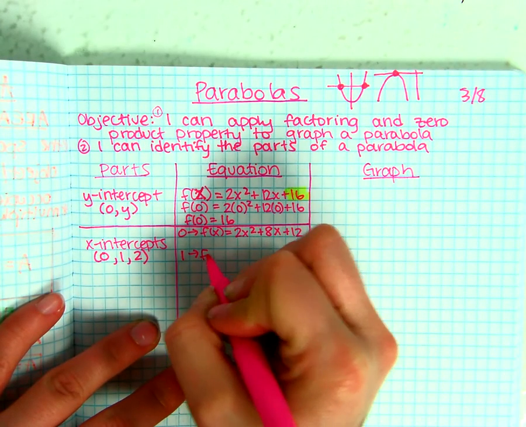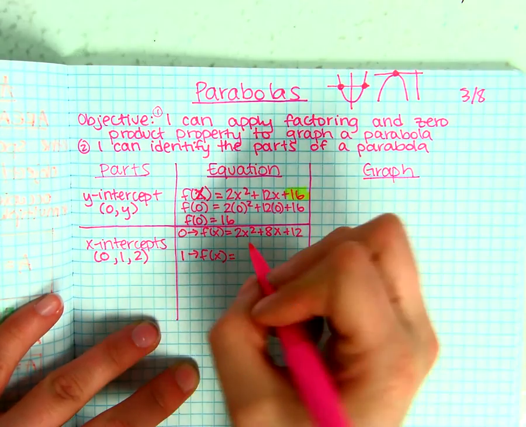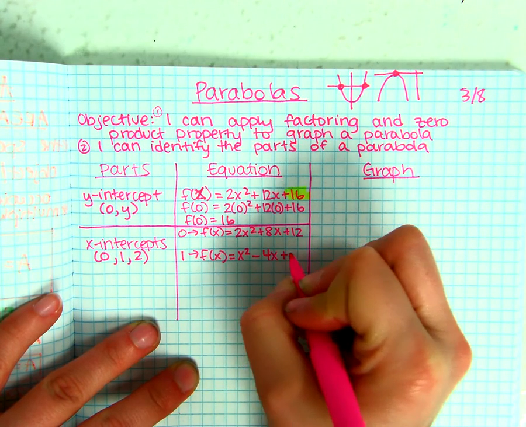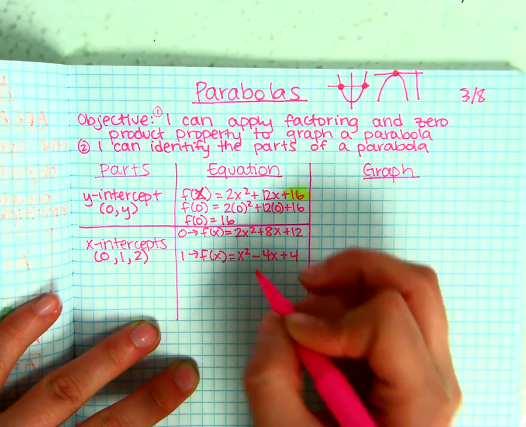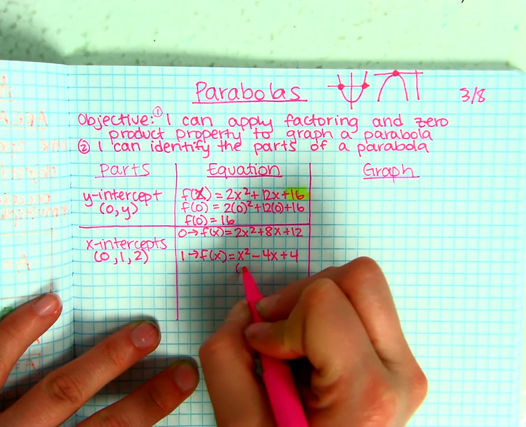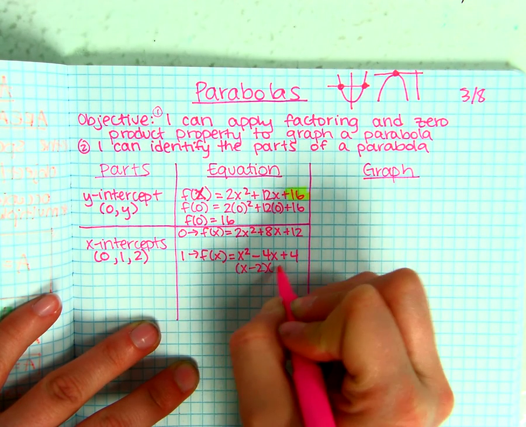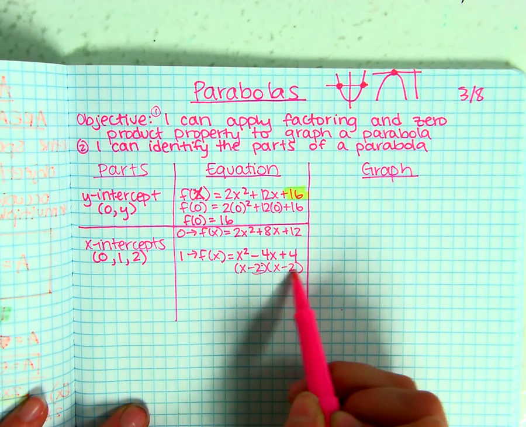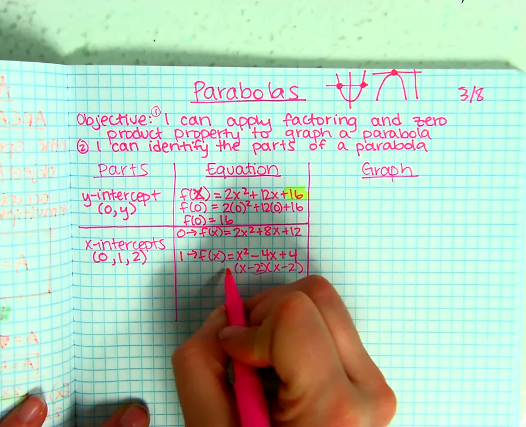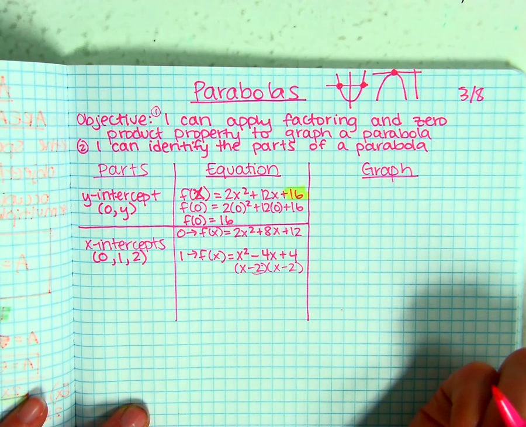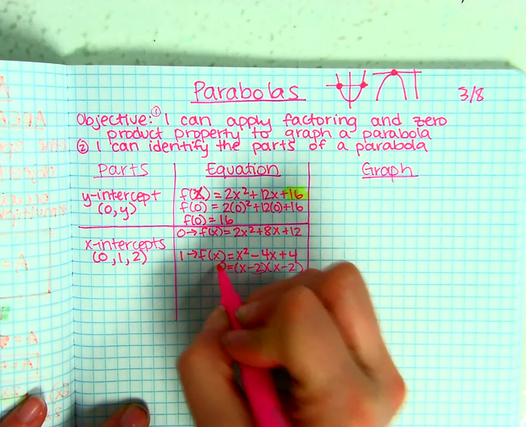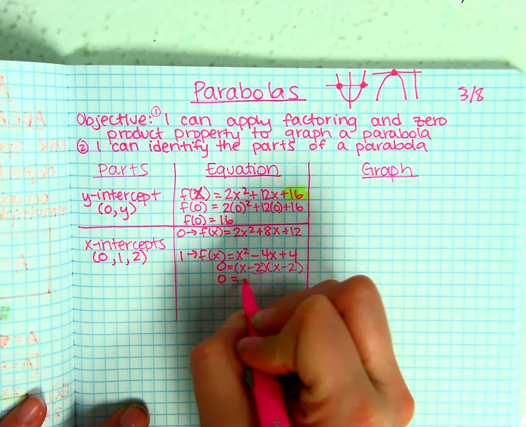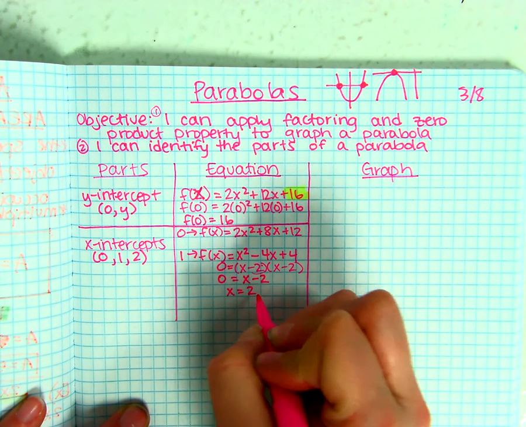So f of x could be x squared minus 4x plus 4. The reason that works is because if I factor this, I end up with x minus 2 and x minus 2. So when the number inside is the same, if we solved for it and we set it equal to 0, we would end up with x minus 2 equals 0. So then x would be 2, right?